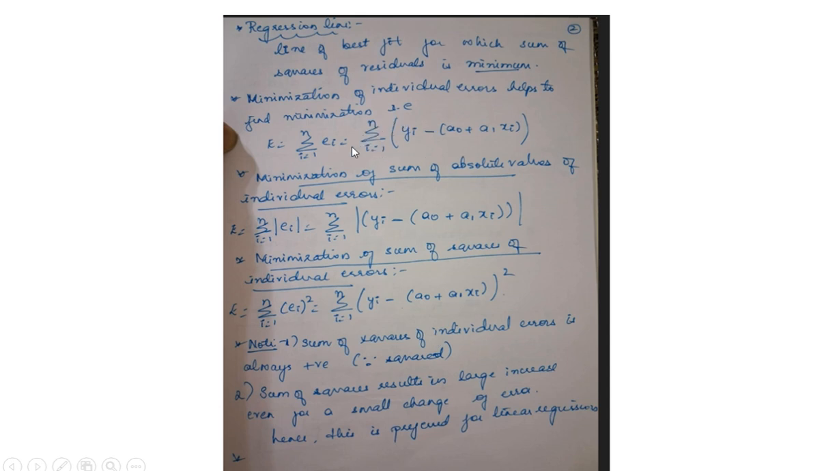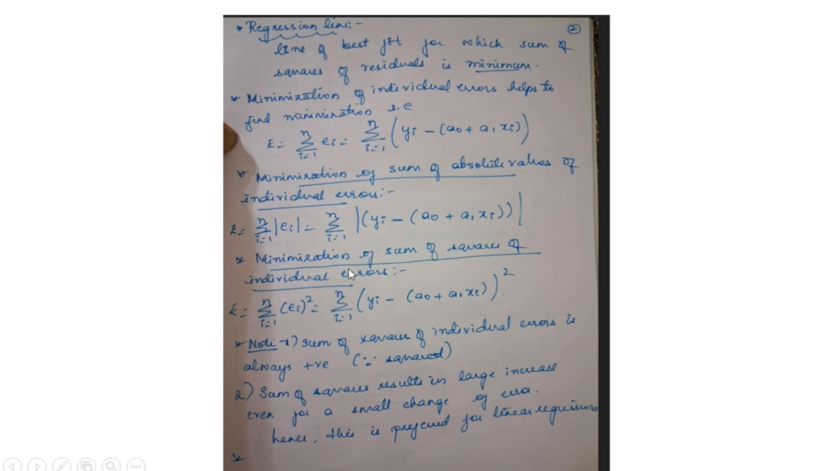But now I'll just take the summation. Capital E is the summation of small ei, where i ranges from 1 to n, that is, summation of i equal to 1 to n of yi minus (a0 plus a1 xi). I have to take the sum of the absolute values. Absolute value means just the same equation with the mod sign.